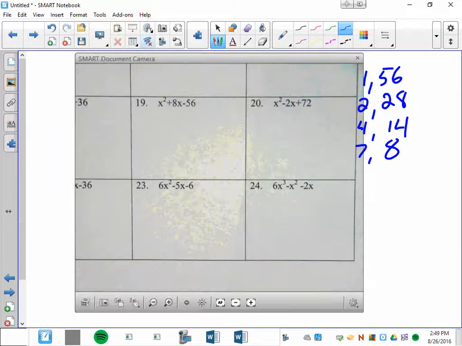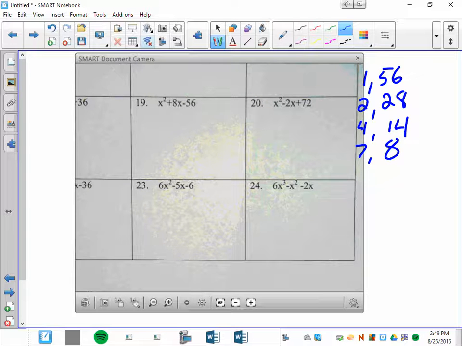So this one is prime, but wait a minute. We're not trying to factor it. It says find the roots. Does this have roots? Yes. What are they? They're either imaginary or irrational. In fact, this one does touch.